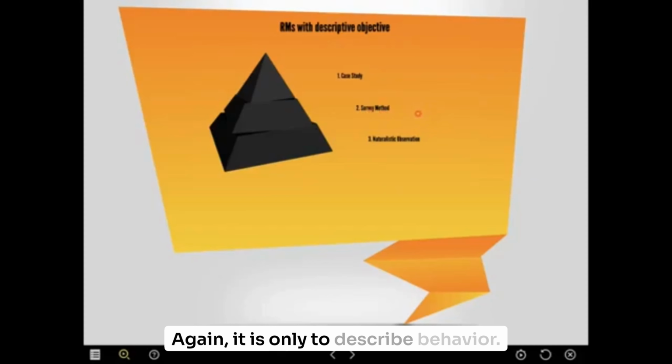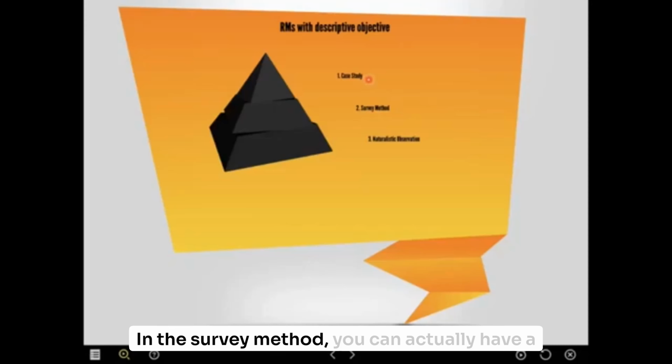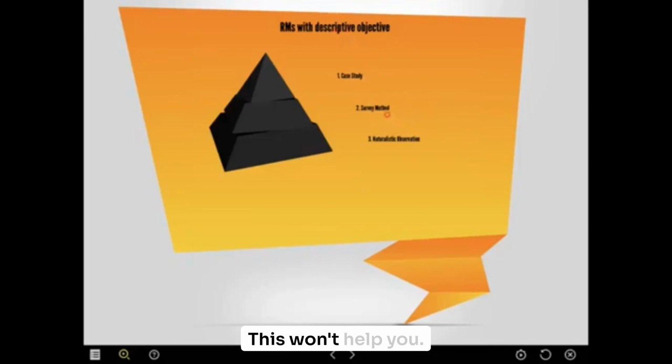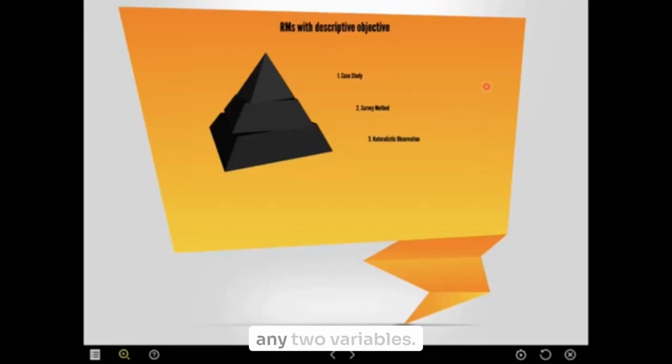Again, it is only to describe a behavior. And the questions are also structured here, when the questions in a case study are not really structured. In the survey method, you can actually have a set of questions, put it in a way that you can find some additional information and thought out information or hypothesized connection between different aspects of the behavior. Again, this is just to describe a behavior. This won't help you by itself to find causal connection between any two variables.